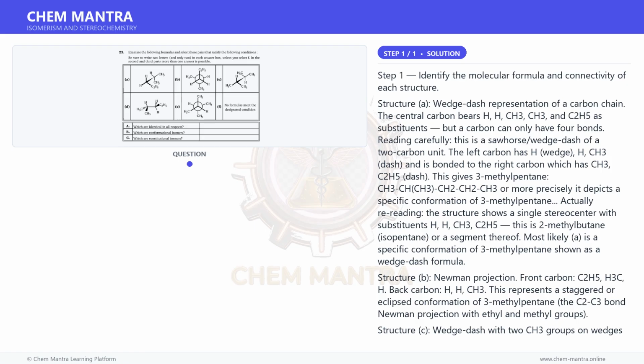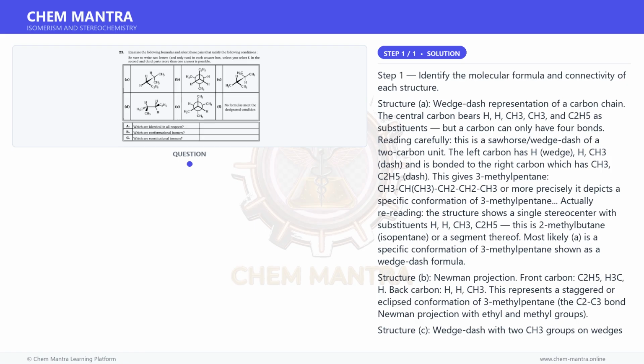Structure C: wedge-dash with 2 CH3 groups on wedges and 2 CH3 groups on dashes and 1 H. This is 2,3-dimethylbutane with the central C to C bond shown, with each carbon bearing 2 methyls and 1 H. Structure D: sawhorse drawing with CH3 on front carbon and C2H5, H on back carbon. This is another conformation of 3-methylpentane.